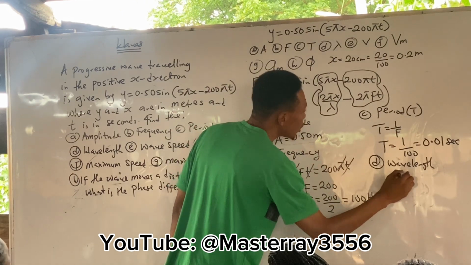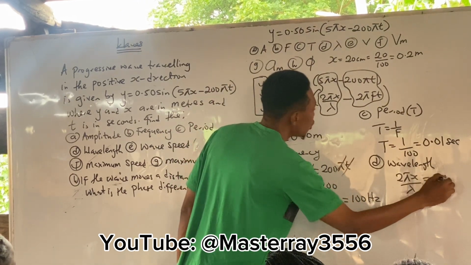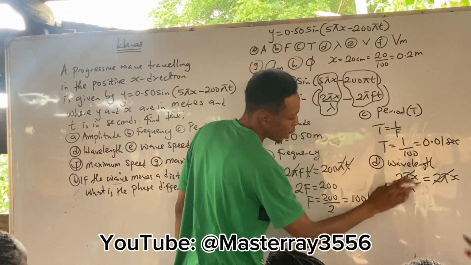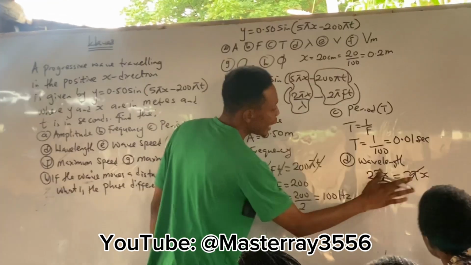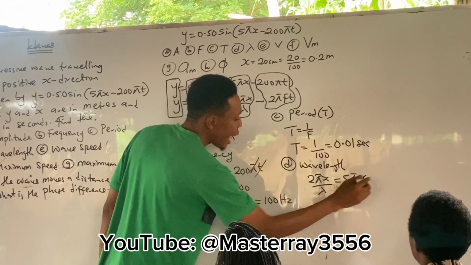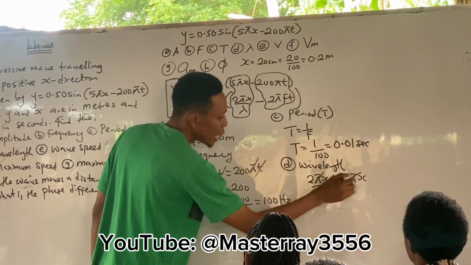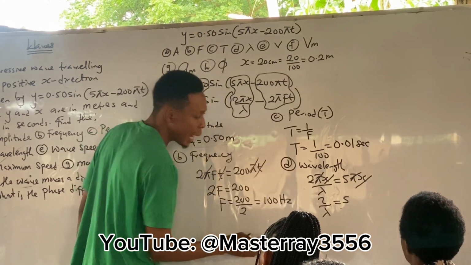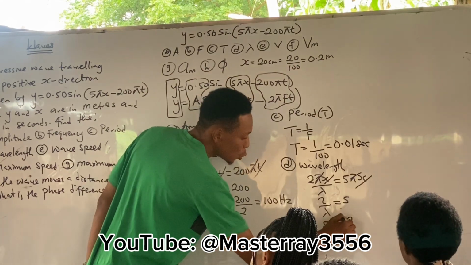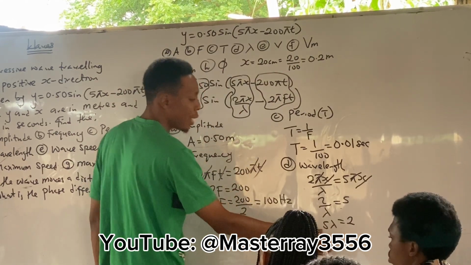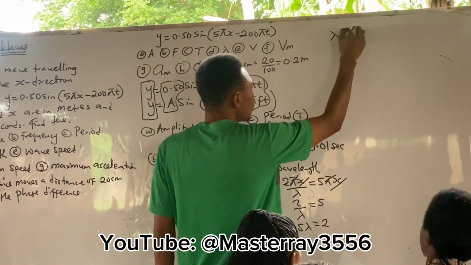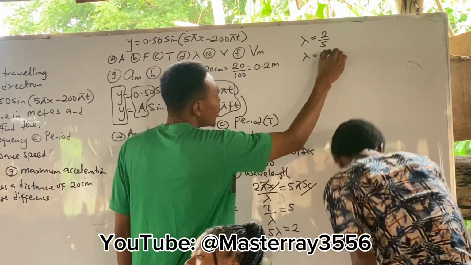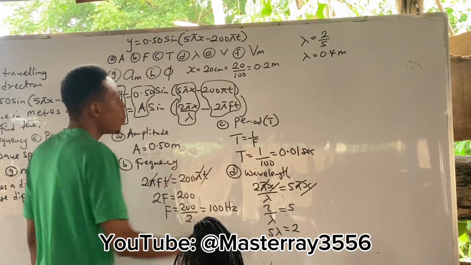So this time, we have 2 pi x over lambda equals to 2 pi s, is it not? What happened is that 2 pi cancels out 2 pi. No, 5, not 2. Okay, yeah, it's 5, right? So we have 5 pi s. Now pi cancels out pi, and s cancels out s. What is left here? 2 over lambda equals 5. So what do you do? Cross multiply. 5 lambda equals 2. To get our lambda, divide both sides by 5. So lambda equals 2 over 5. What's our lambda? 0.4 meter.